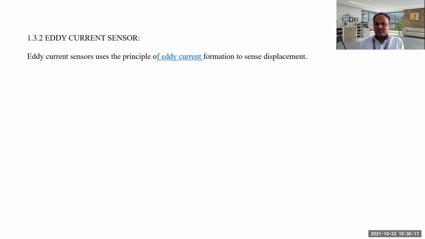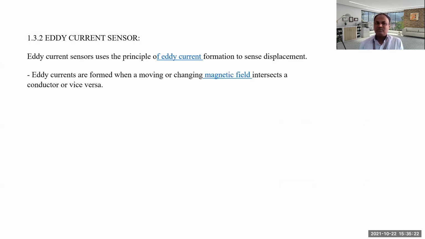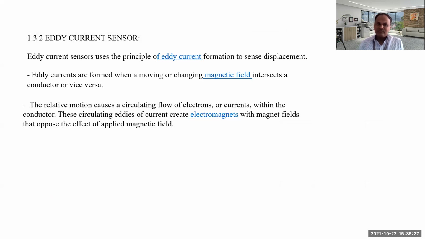Then the second sensor added was the eddy current sensor, which uses the eddy current formation principle to sense displacement. Eddy currents are formed when a moving or changing magnetic field intersects a conductor or vice versa. The relative motion causes a circulating flow of electrons or currents within the conductor. These circulating eddies of current create electromagnets with magnetic fields and oppose the effect of the applied magnetic field.